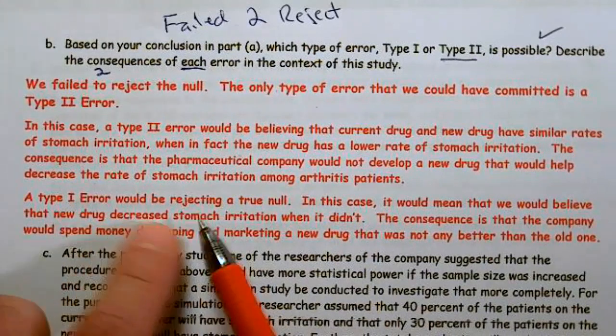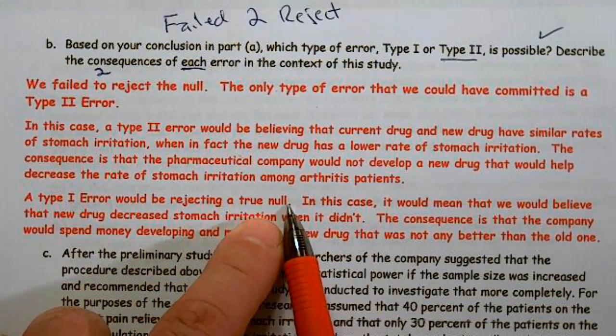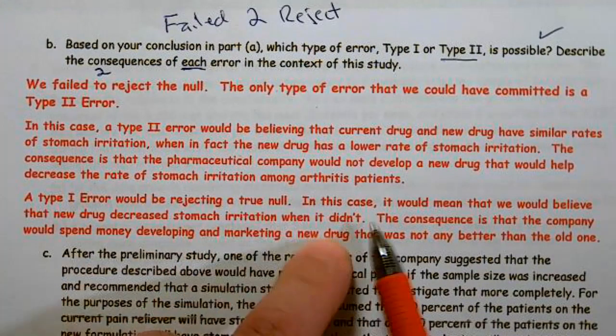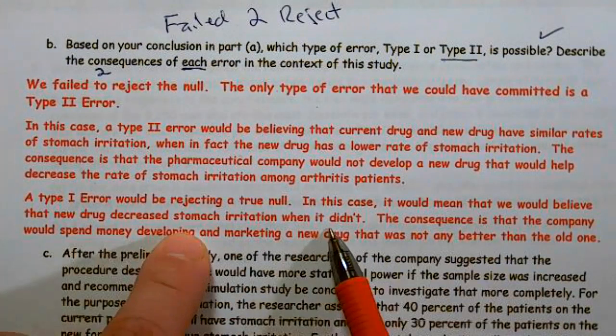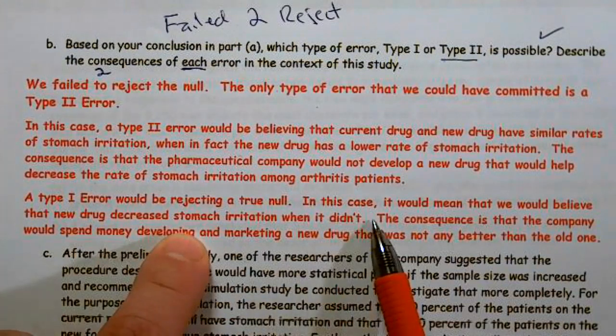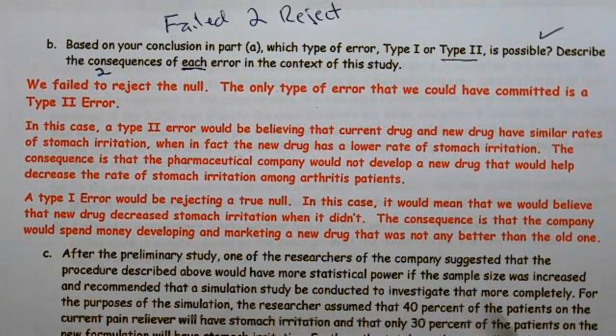The type 1 error would be rejecting a true null. So I gave my definition of a type 1 error. In this case, it would mean that we would believe that the new drug decreased stomach irritation when it didn't. So we believe that the new drug worked, but it didn't. The consequence is that the company would spend money developing and marketing a new drug that was not any better than the old one. All right.